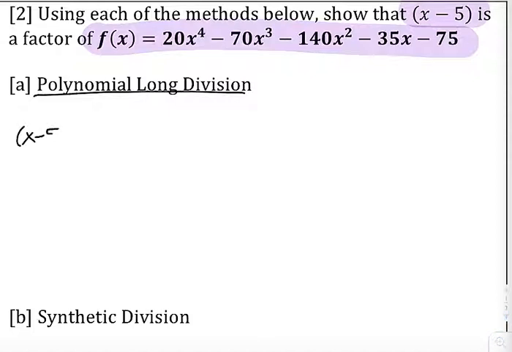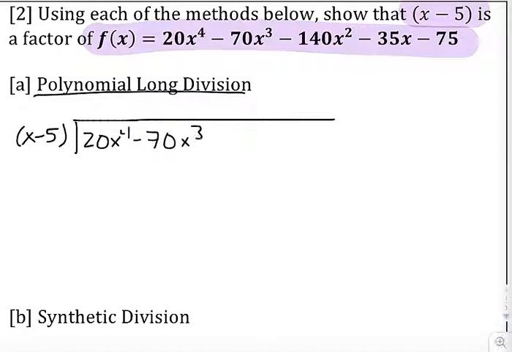So we have x minus 5 on the outside. On the inside we have 20x to the fourth minus 70x cubed minus 140x squared minus 35x minus 75. This setup alone should kind of turn you off to using polynomial long division for this, but it's a totally viable way. Just keep in mind what we're looking for is this. If x minus 5 is a factor of this polynomial, that means I should be able to divide into this polynomial with no remainder. As long as we get a remainder of 0, we're good to go. Anyway, let's jump into it.